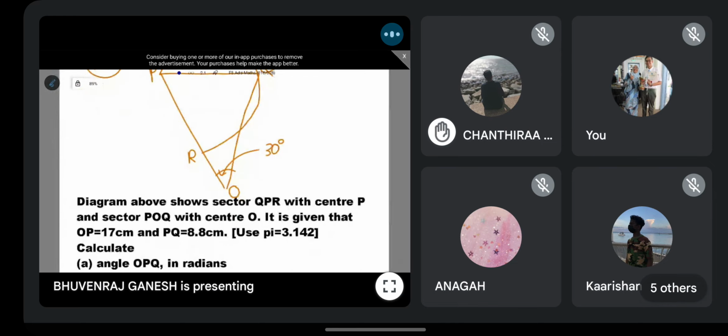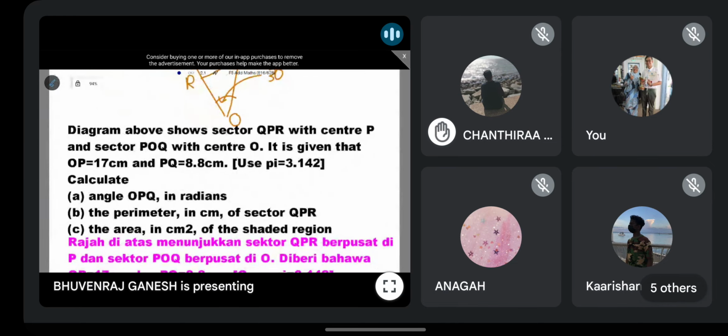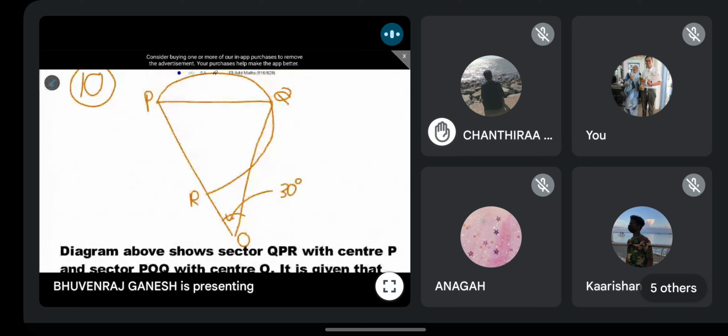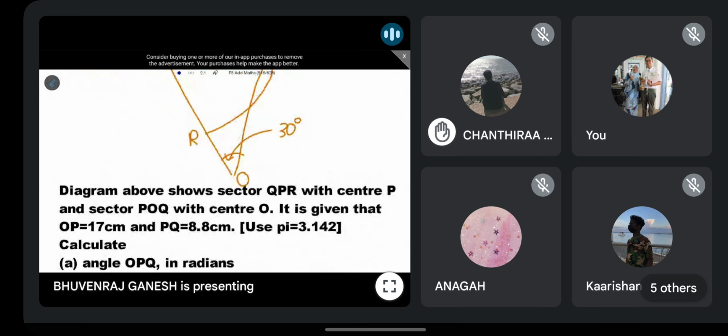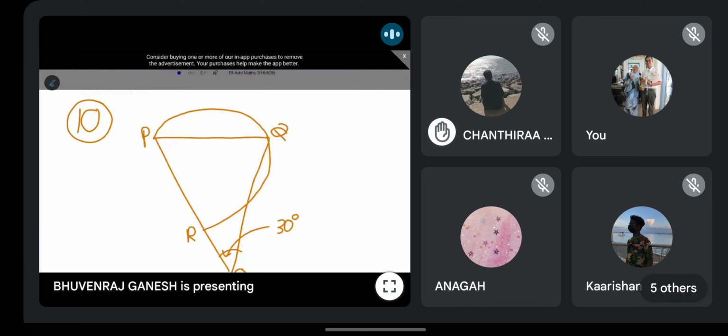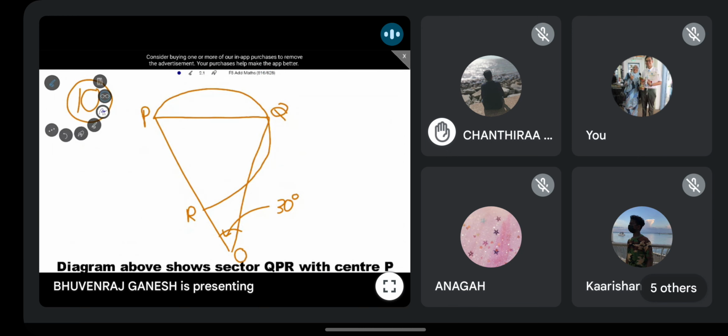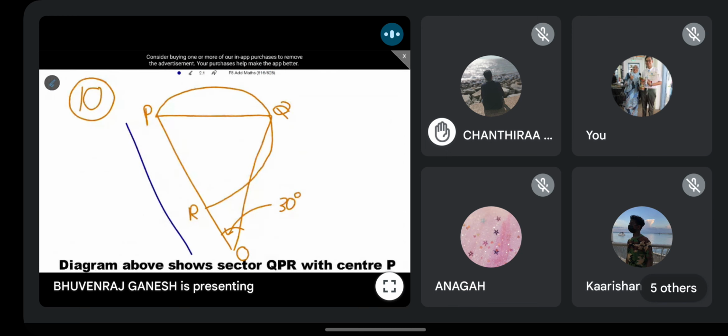Okay, so this is question 10. Soalan yang ke-10 bagi bab ni. Okay, so first question, they ask you angle, sorry, not yet, must read the question first. Okay, so they say that OP equals 17 cm. Okay, so kamu label OP is 17.